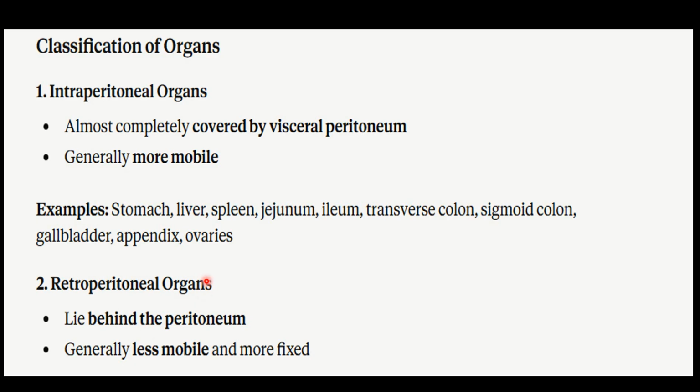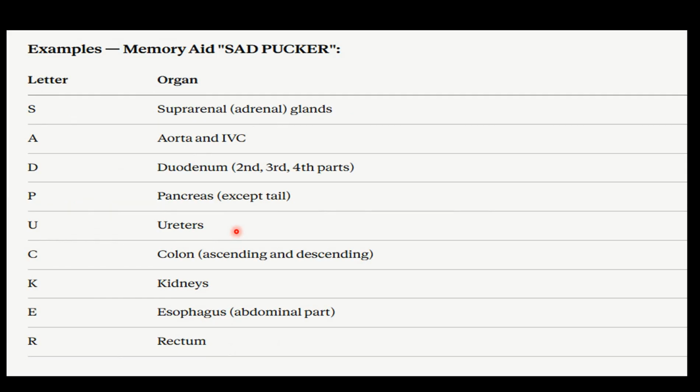So you can simply say that the retroperitoneal organs are generally less mobile and more fixed, whereas the intraperitoneal organs are generally more mobile. Okay, so let's see what the examples are. Here are multiple examples, which I have noted down with letters in the organ.